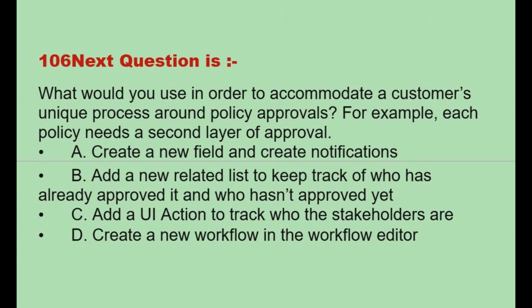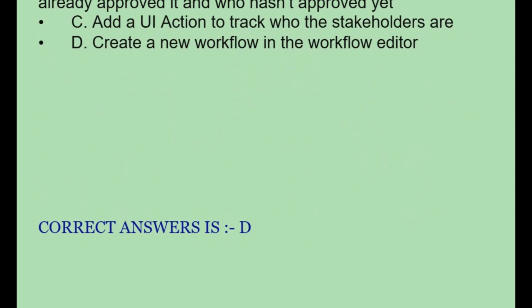Question is, what would you use in order to accommodate a customer's unique process around policy approvals? For example, each policy needs a second layer of approval. Option A, create a new field and create notifications. Option B, add a new related list to keep track of who has already approved it and who hasn't approved yet. Option C, add a UI action to track who the stakeholders are. Option D, create a new workflow in the workflow editor. Correct answer is option D.